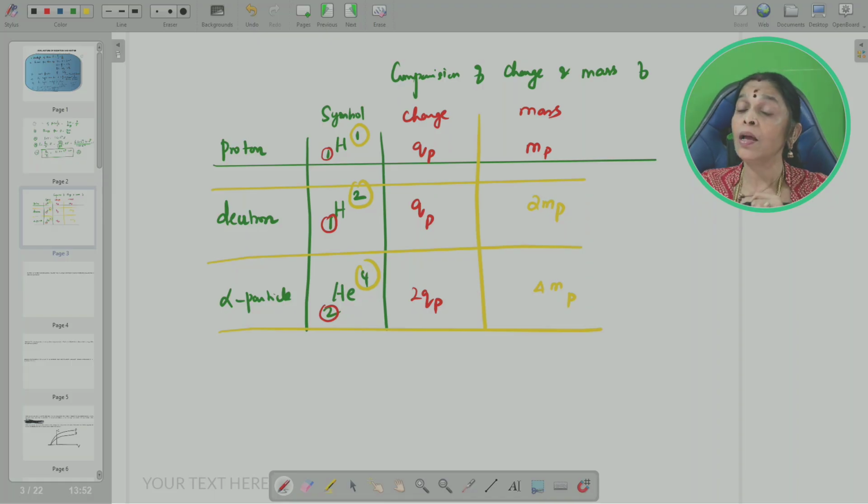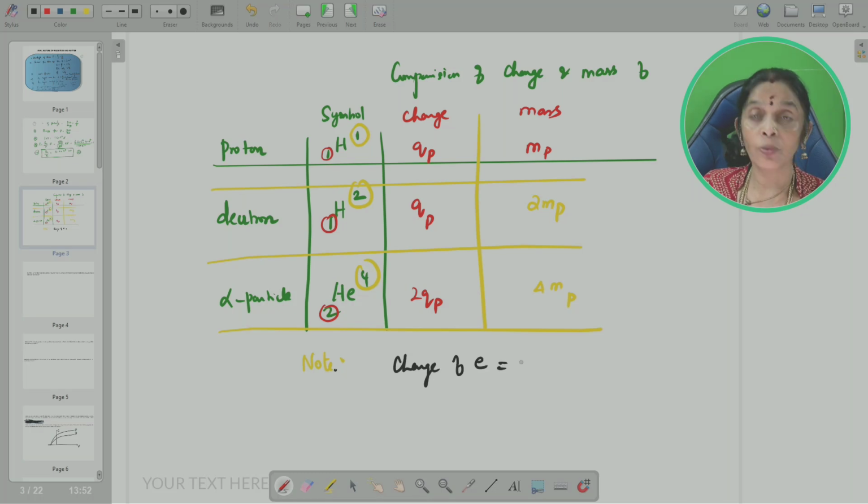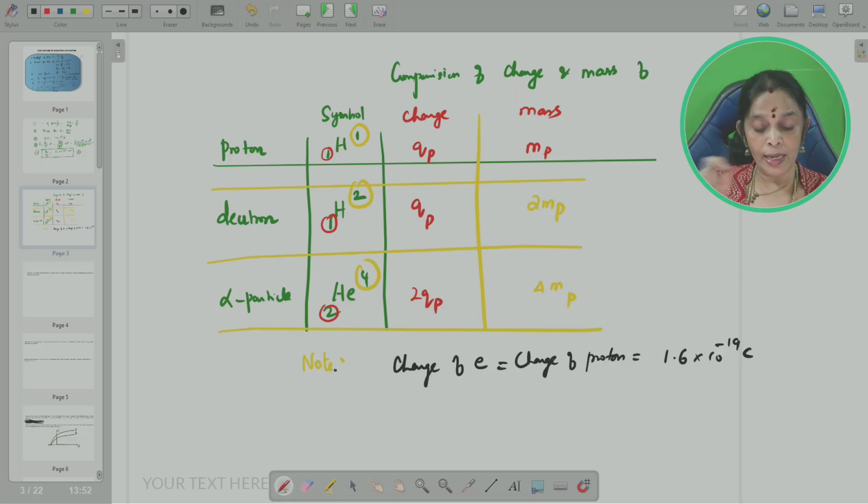But then, how do you compare the electron? Just note that the charge of the electron is equal to the charge of the proton. So that is equal to 1.6 into 10 power minus 19 coulomb. So Qe is equal to Qp.